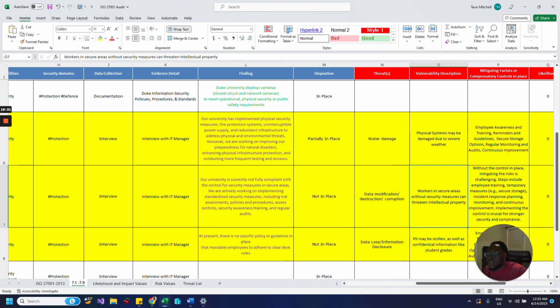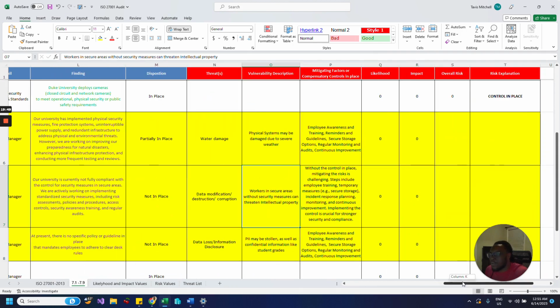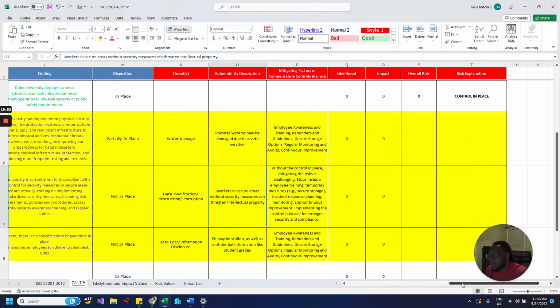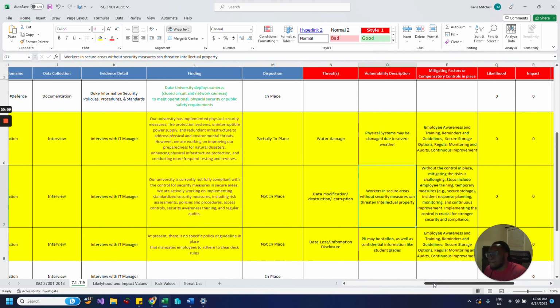Remember, workers in secure areas without security measures can threaten intellectual property. So they might be working on something very important, like in a server or something, and they're in a location where they're not completely safe. Somebody can either hurt the employee or hurt the infrastructure that he's working on. Without the control in place, mitigating the risk is challenging. Steps include employee training, temporary measures, incident response plan, monitoring, and continuous improvement. Implementing the control is crucial to strong security and compliance. So they are trying, everyone. So we're going to write up how severe we think that risk is here in a minute.